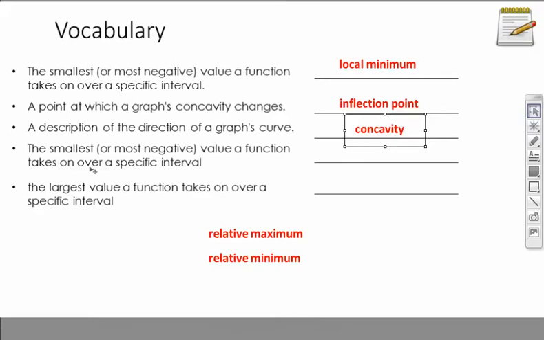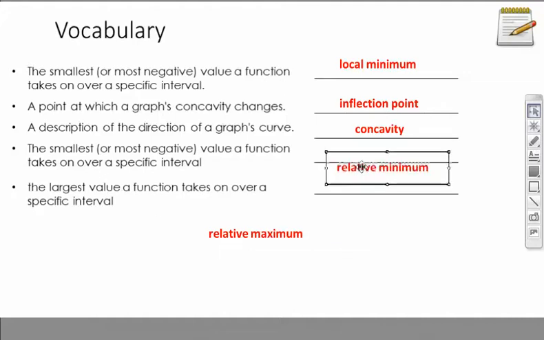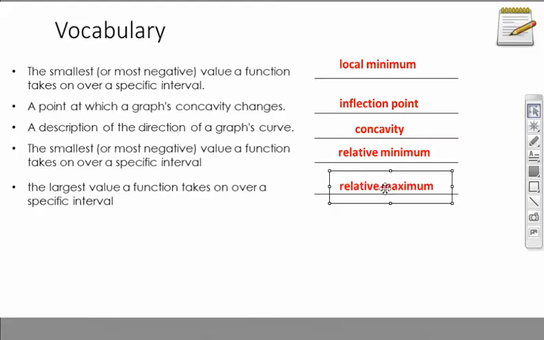And then the smallest or most negative value a function takes over a specific interval. And notice that definition is the same as the first one, but we're going to call it a relative minimum. And as we get into the lesson, we'll understand why. And then the largest value a function takes over a specific interval is your relative maximum.